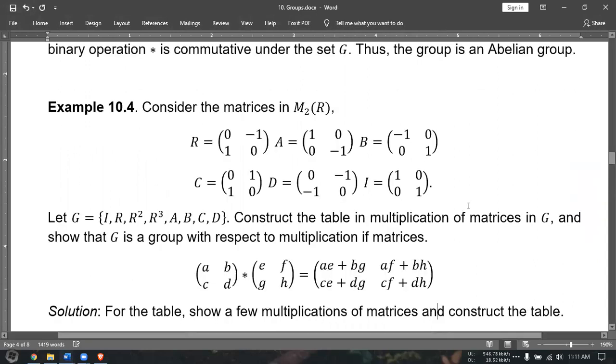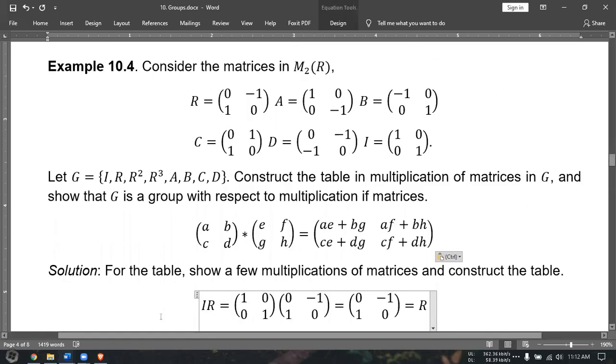Now, applying this to the matrices A, B, C, D, and I. For the table, these are just a few cases of multiplication between these 2x2 matrices, because I cannot show you all. Kasi masyadong marami yung operations natin. So I'll just provide 10 examples here.